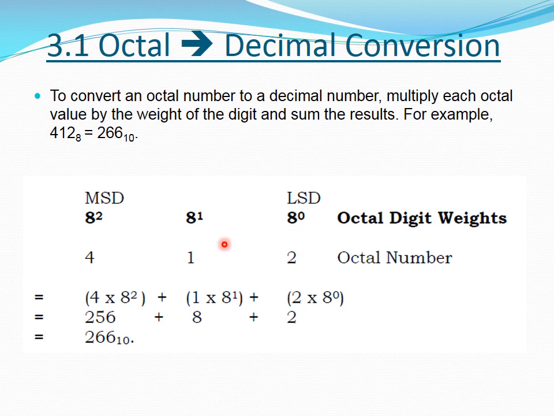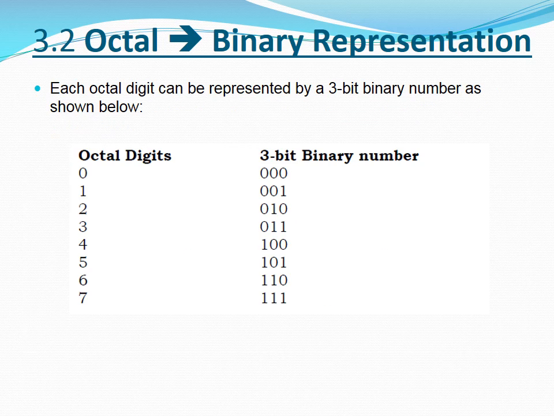8 power 0, 8 power 1, 8 square. Therefore 4 into 8 square is equal to 256. 1 into 8 power 1 is equal to 8. 2 into 8 power 0 is equal to 2. Therefore the total is 266 base 10. This is called the decimal number. 412 base 8 is the octal number. 266 base 10 is the decimal number.